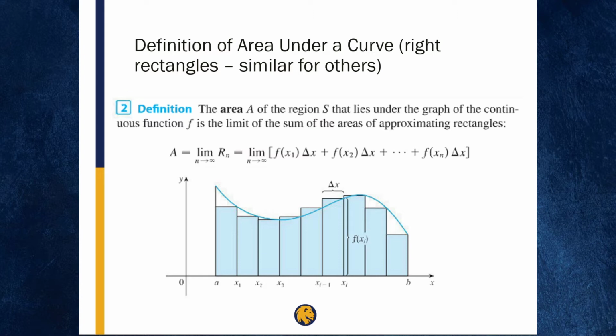And so we could write this as the limit as n goes to infinity of f of x1 delta x plus f of x2 delta x plus all the way up to f of x sub n delta x, where delta x stands for the width we see in the illustration of each rectangle, and f of xi stands for the height of each rectangle. So this is a general definition for any function using the approximating rectangles to calculate the area inside the curve by taking the limit as the number of rectangles goes to infinity.